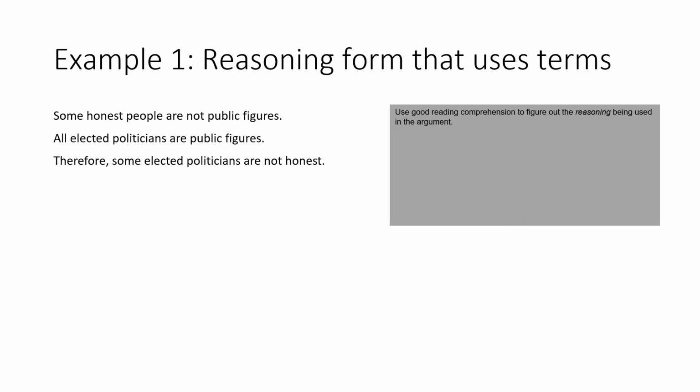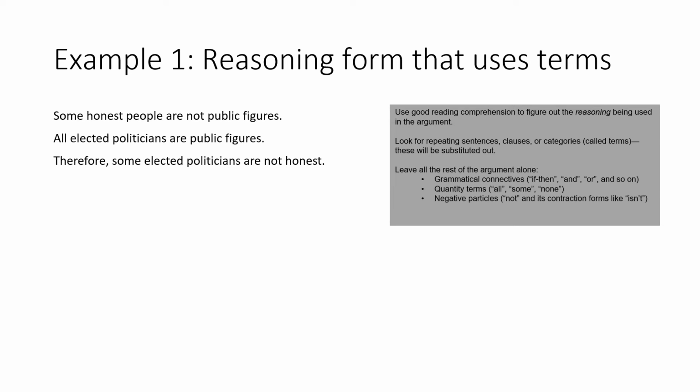The first thing is to use good reading comprehension to try to figure out what that reasoning is. And a concrete tip about how to read for the reasoning is to look for repeated sentences, clauses, or categories and leave everything else behind. Okay. And so what does that look like in this case?